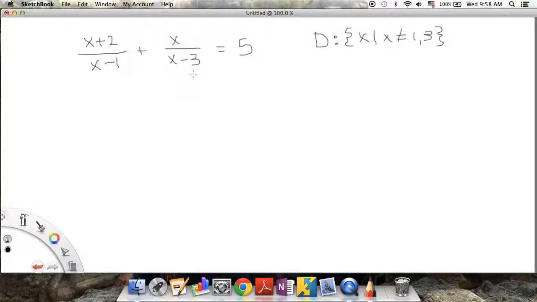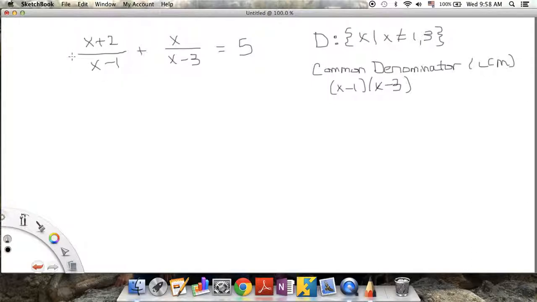Now the other thing we have to find is our common denominator. Remember, you're looking for your least common multiple. So we have an x minus 1 in the bottom here, an x minus 3 in the bottom here, and this one doesn't have a bottom, so that means it's just 1. So our least common multiple, our common denominator, is going to be x minus 1 times x minus 3, because that's all the factors taken into consideration there.